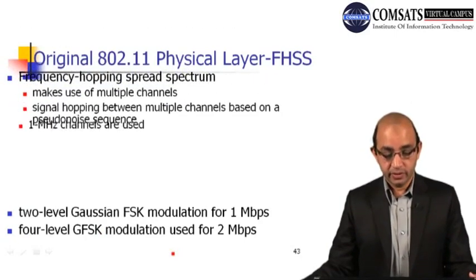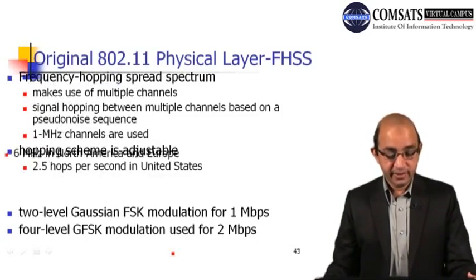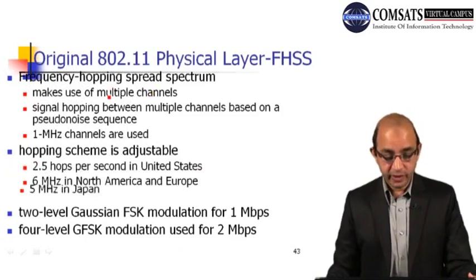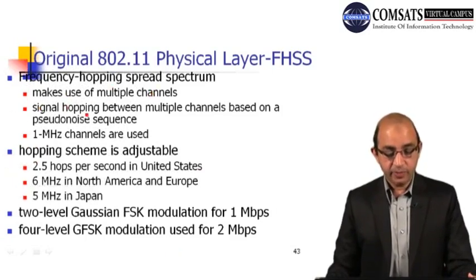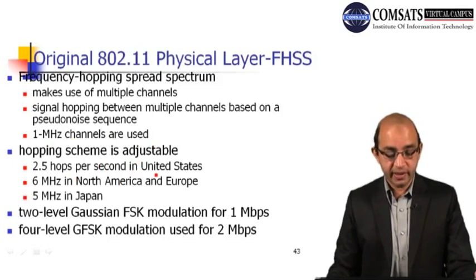So here we have 802.11 technology, right, by using frequency hopping spread spectrum, multiple channels. So we have to hop the frequency, hopping between multiple channels based on a pseudo noise sequence. That is the pseudo noise sequence we generate. 1 megahertz channels are used, adjustable, so you can adjust the hopping scheme accordingly. 2.5 hops per second in United States, and 6 megahertz in North America, and 5 megahertz in Japan. So the hopping scheme is different in different countries.